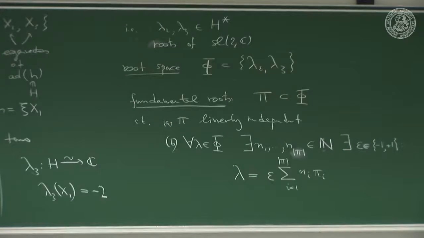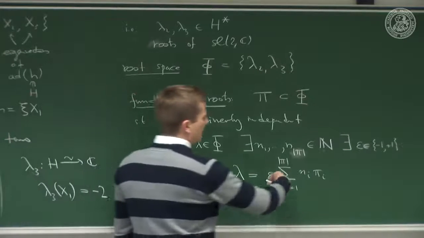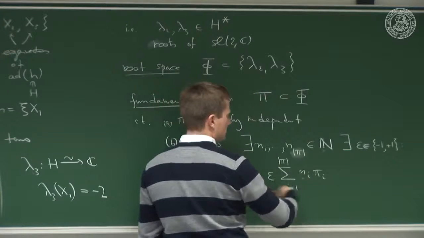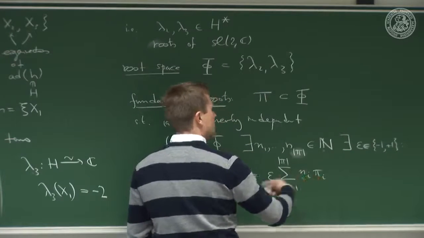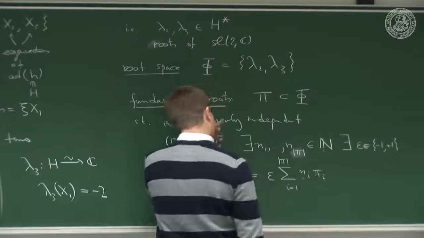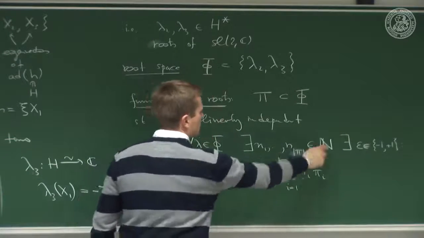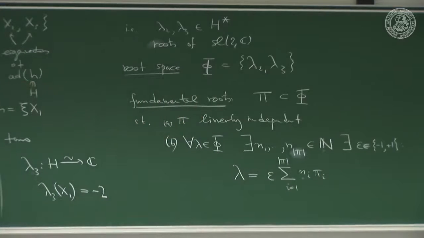So these n_i's, you can either have only non-negative coefficients, if you take all of this together, of the pi's, or non-positive coefficients, but you cannot have plus pi 1 minus pi 2. That's not allowed. That's this construction here. We discussed this before.